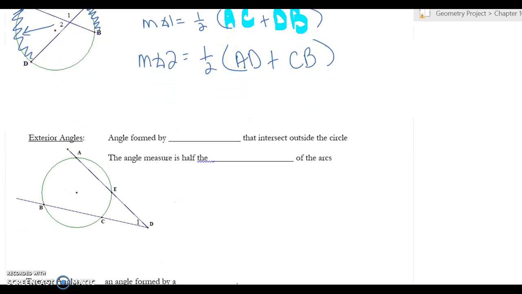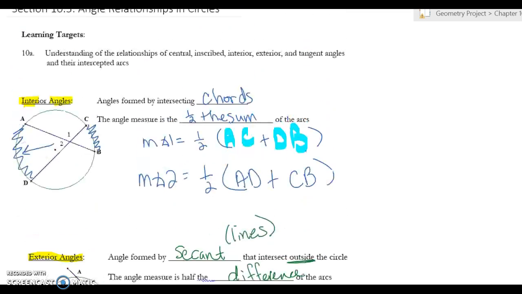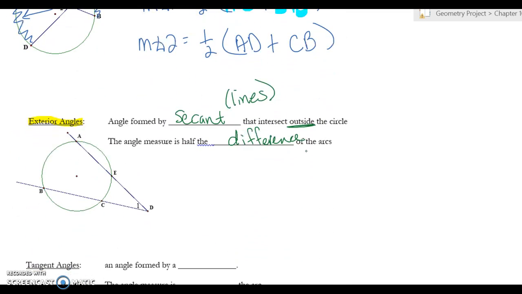Our next vocabulary word we have is exterior. For exterior, it's the angle formed by secants that intersect the circle outside. Okay? You can also have a secant and a tangent, but it's just two lines that intersect. That's the main thing, two lines that intersect outside the circle. The angle is half the difference of the arcs.